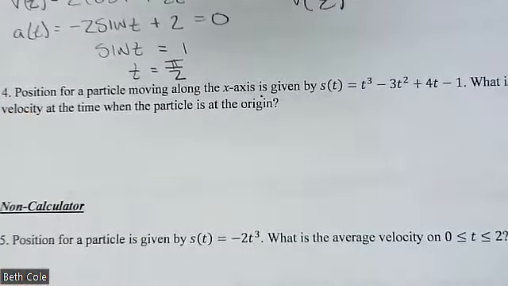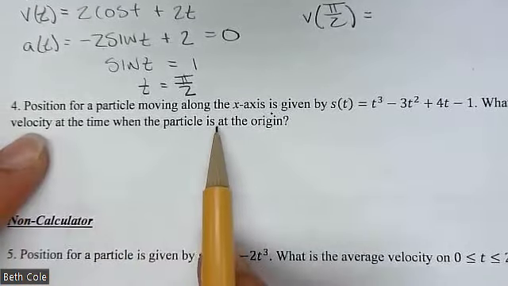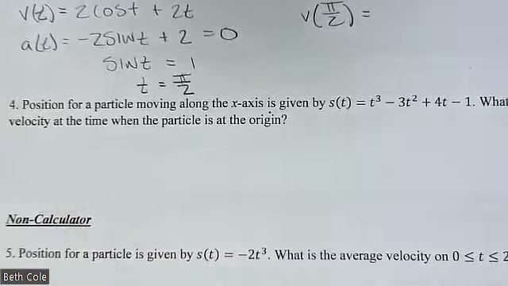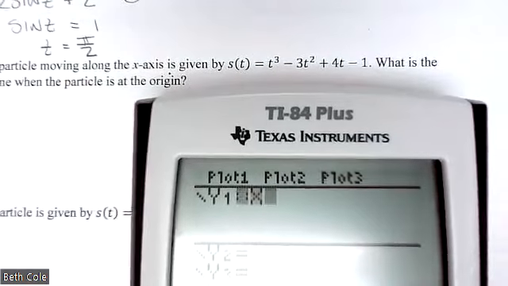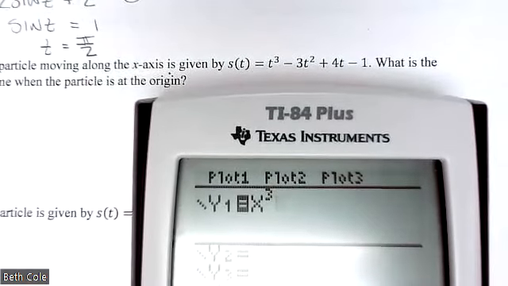What do they give you? Position. What is the velocity at the time when the particle is at the origin? So here's what I'm going to do. I'm going to go to y equals. I'm going to type in that position function. I know it says t, but we're going to type x.